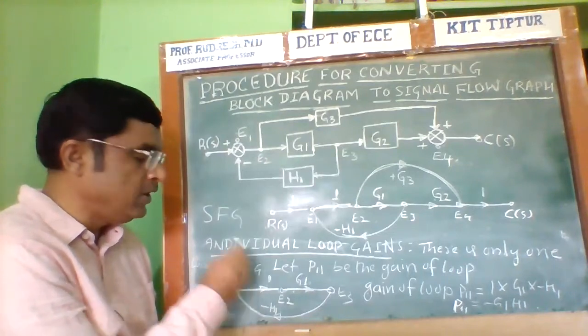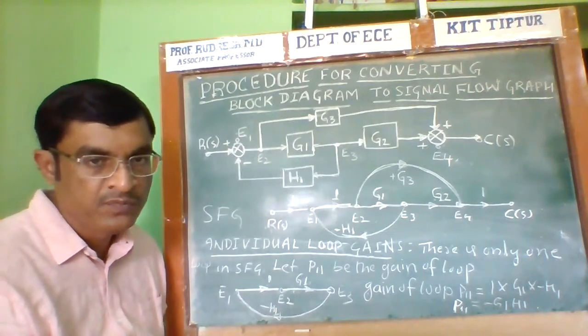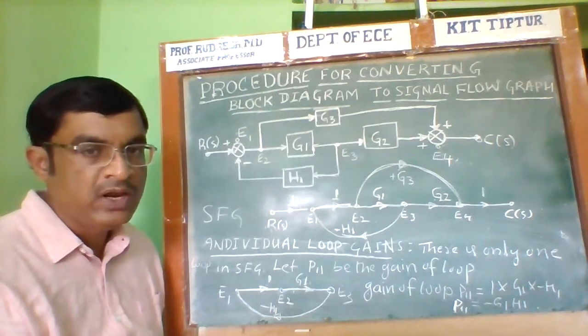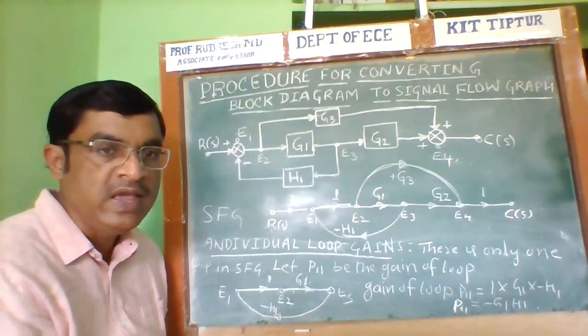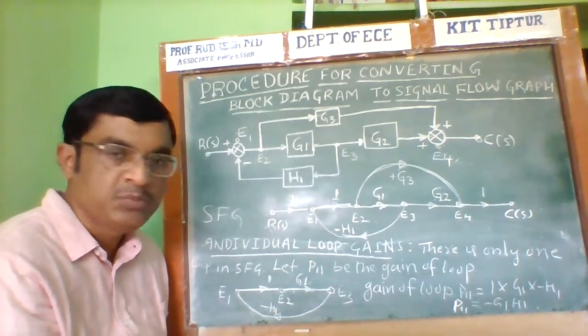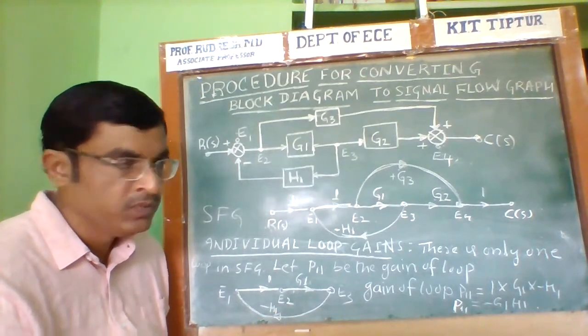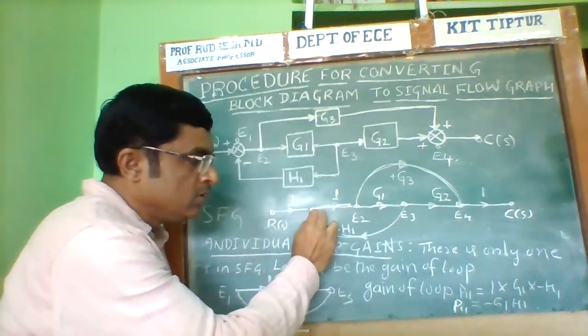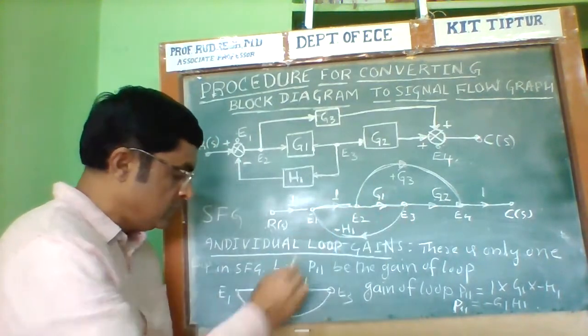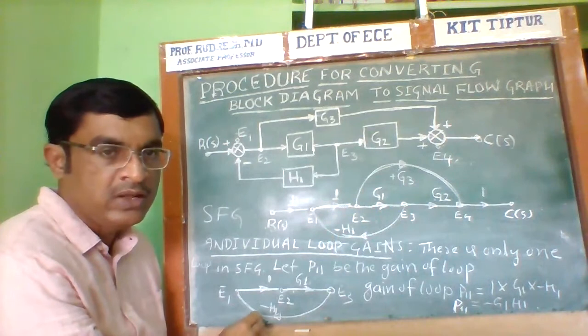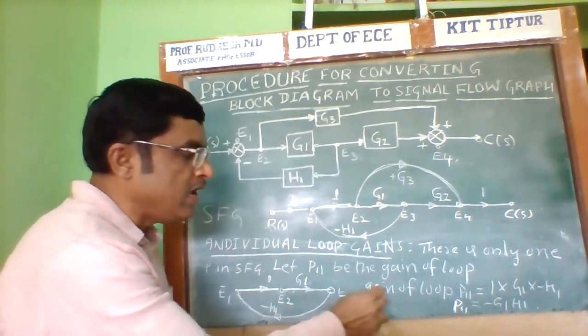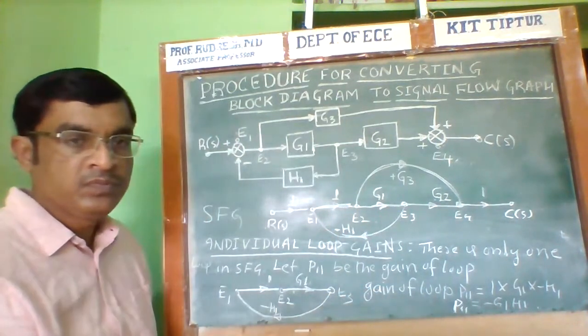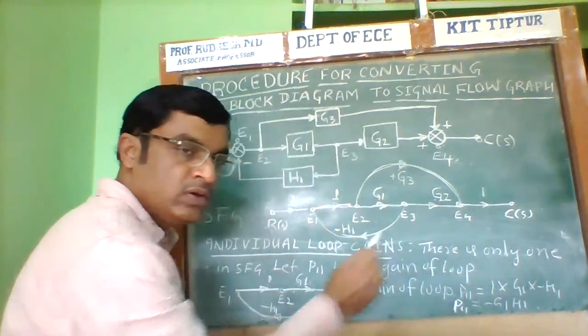There is only one loop in the signal flow graph. Let P11 be the gain of the loop. It is a loop here: the first loop, only one loop is there, E1, E2, E3. I have written that separately here also. The gain of loop 1 is denoted by P11.